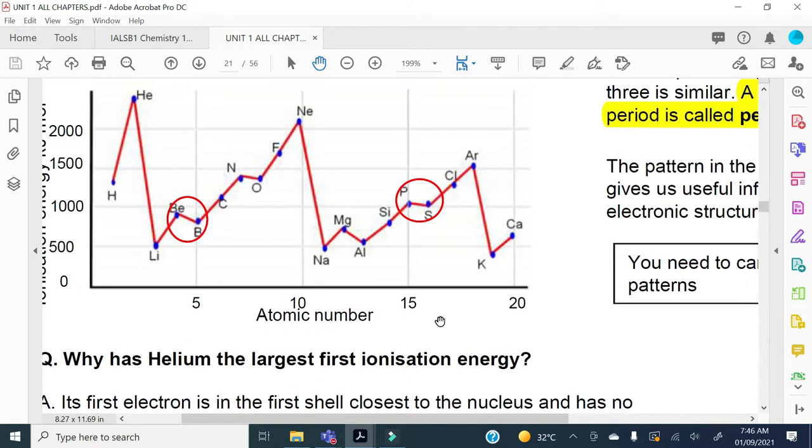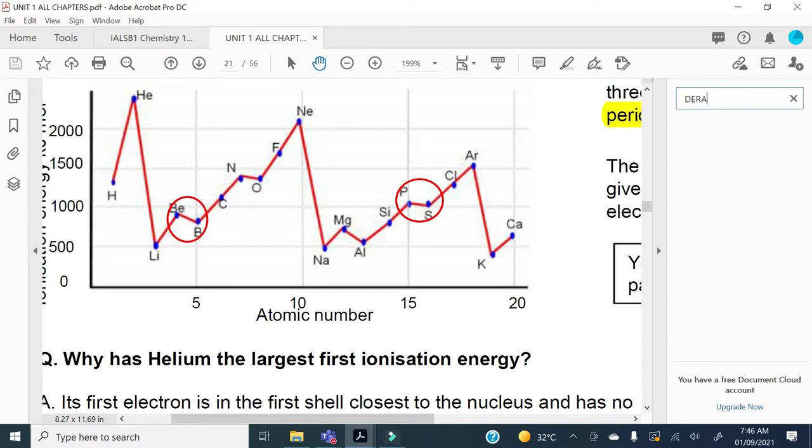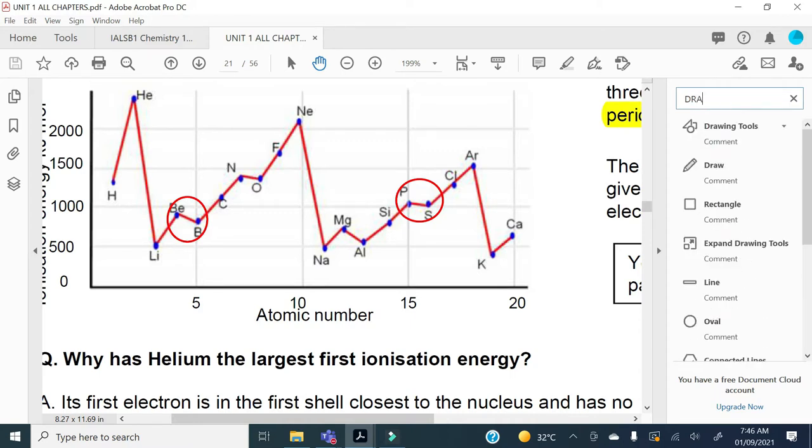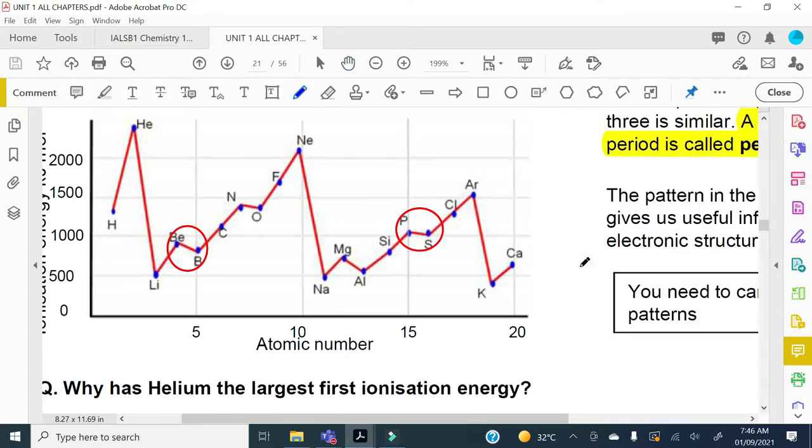So I was telling you yesterday, for the first ionization energy or any of the ionization energies, you need to be very good in electronic configuration. If you know the electronic configuration very well, you can understand this factor. Right now this is a very important topic.